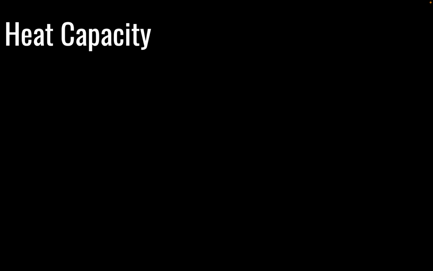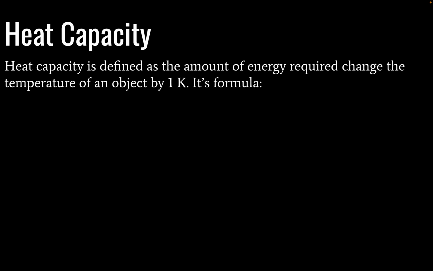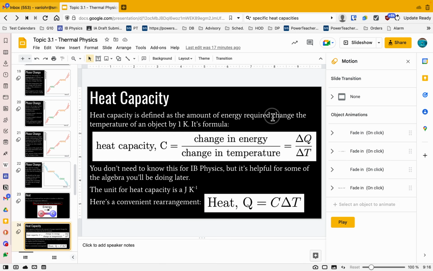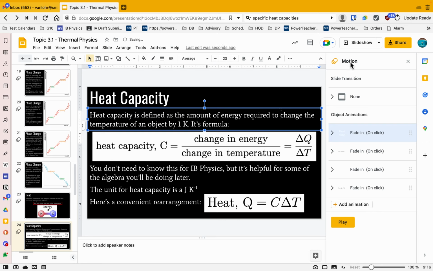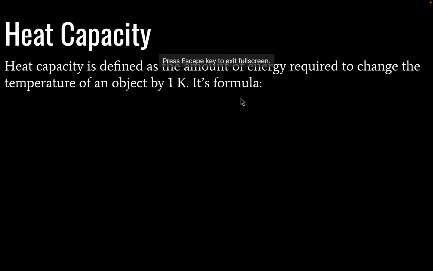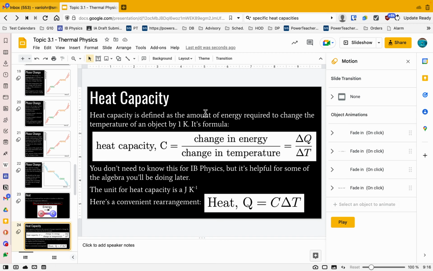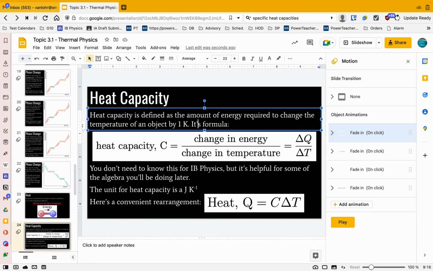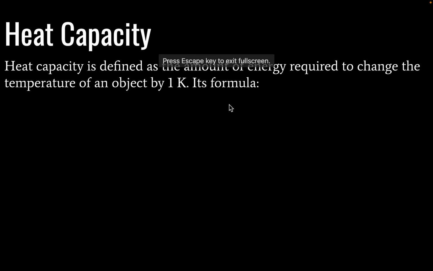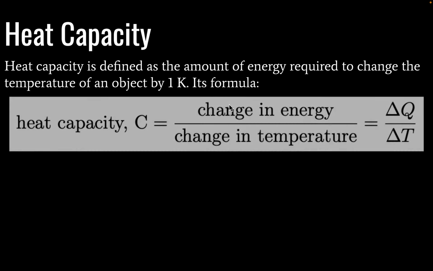Okay, we're going to define a term called heat capacity here, and this is the amount of energy required to change, oh, I've got a typo here. I'm going to fix it. Required to change the temperature of an object by 1 Kelvin or 1 degree Celsius. So its formula, it is formula, jeez. That's right, I don't edit, guys and girls. Professional.